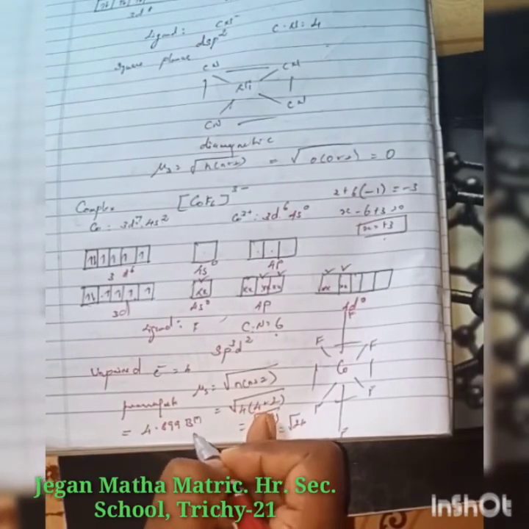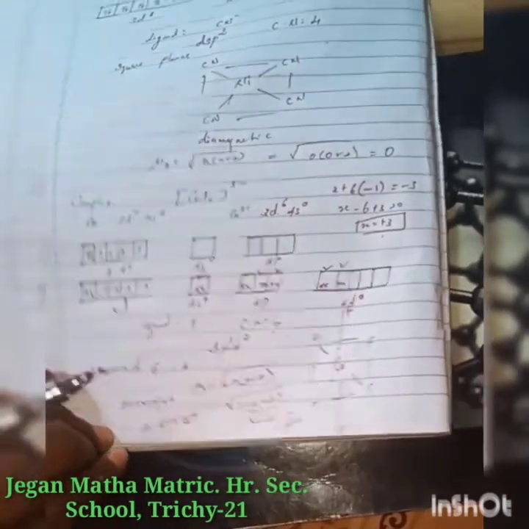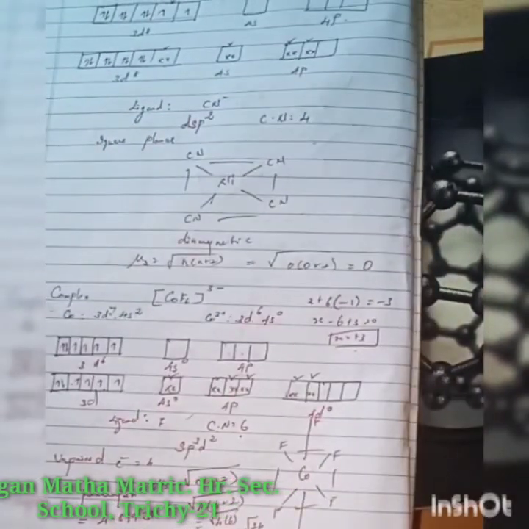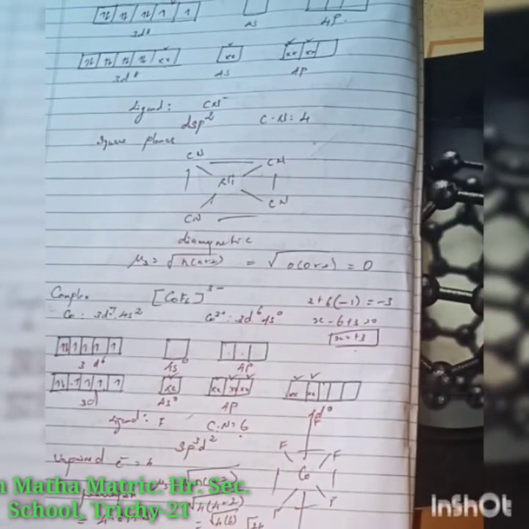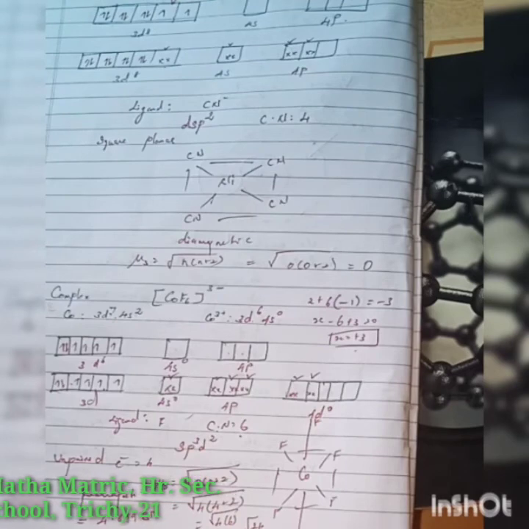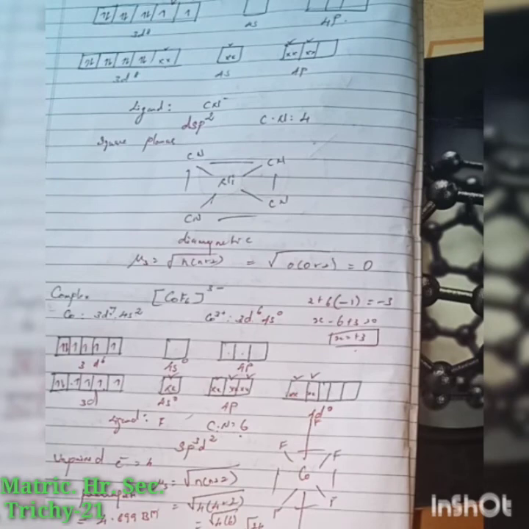Here BM is the unit of the spin only magnetic moment formula. BM is the abbreviation for Bohr magneton. So the final answer is 4.899 BM. So that's all for the illustrations of valence bond theory. Thank you students.